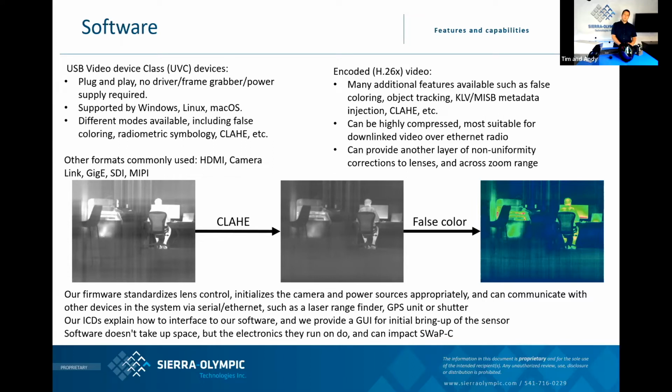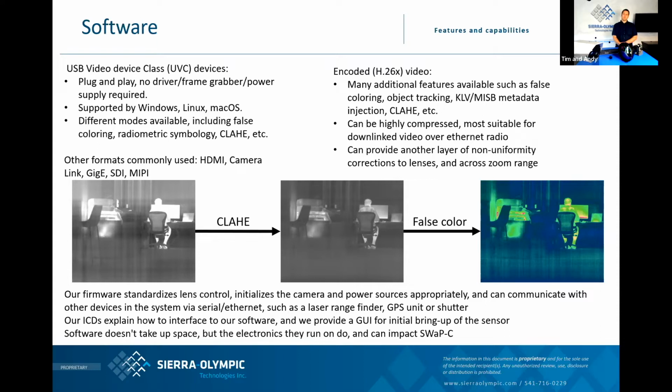It can inject KLV metadata, which on drone applications can be super helpful. And then it can also do higher level tracking and other image processing functions. That allows you to compress the video and then downlink it over an Ethernet radio. So again, for drone applications, that can be super helpful. You don't need to feed it into another system to do that encoding. We can provide you a 3 megabit video stream rather than the UVC device might be hundreds of megabits.